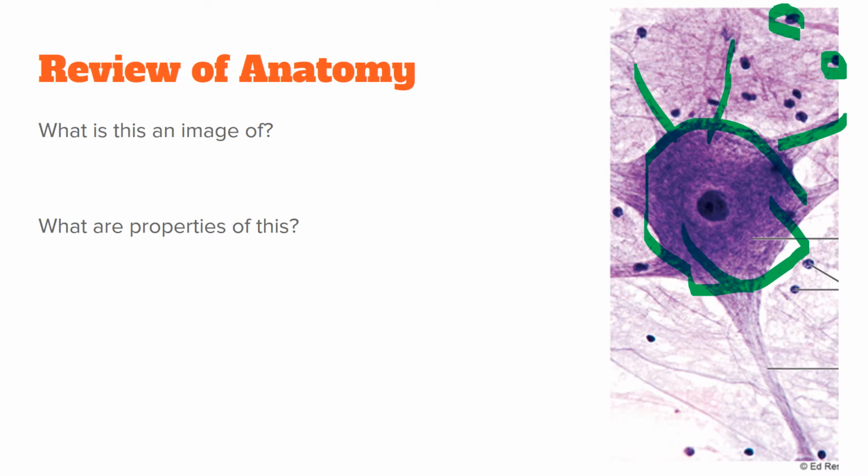Then we have the cell body, which is typically this large feature. And here is where you find all the organelles, such as the nucleus, which is typically this large dot that we see. It also has other organelles like mitochondria, endoplasmic reticulum, Golgi apparatus, and so on.